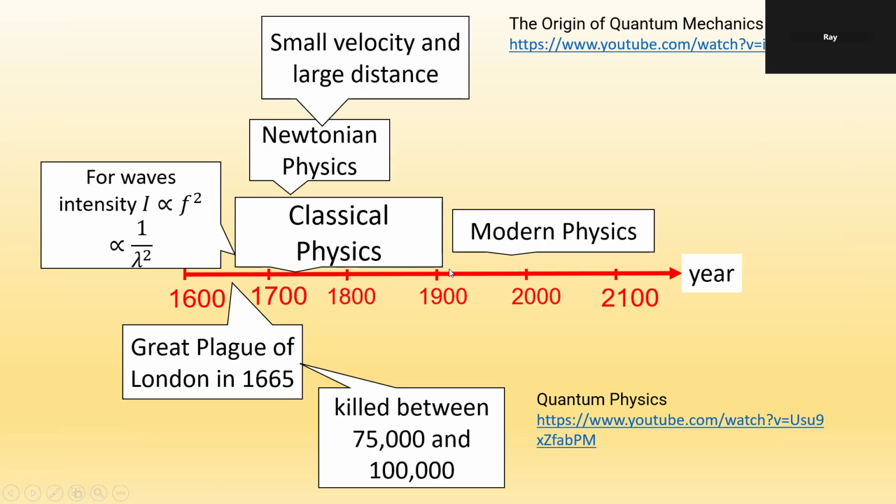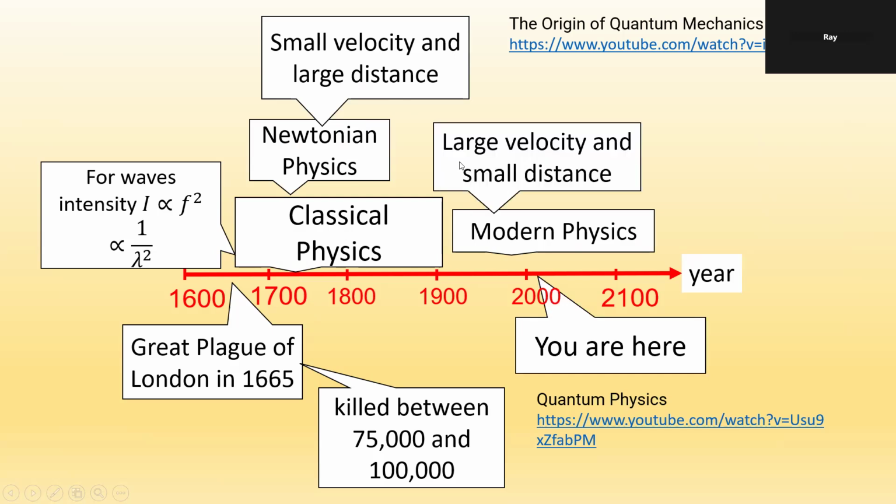Modern physics is about the 20th century, after 1900. Here, 2025, this relates to large velocity, close to the speed of light, and then small distance. Small distance, we are involved with atomic distance. Speed near to speed of light. Distance is 10 to the power minus 9 meter.